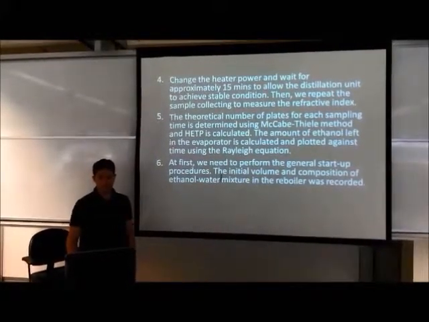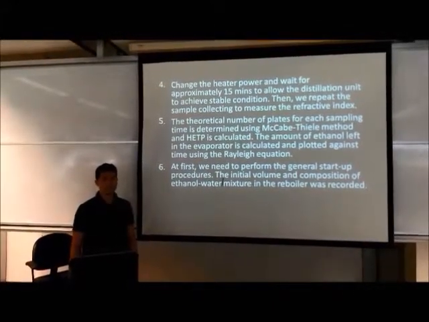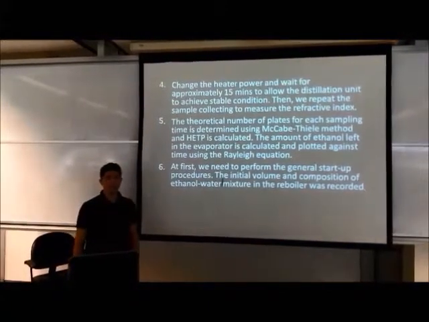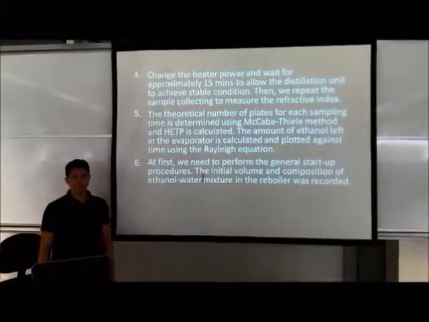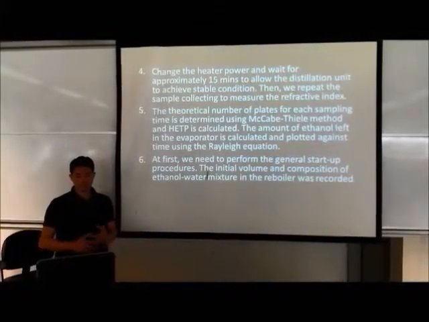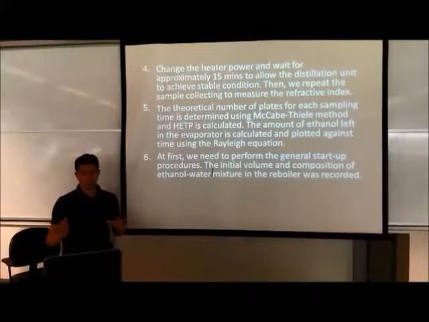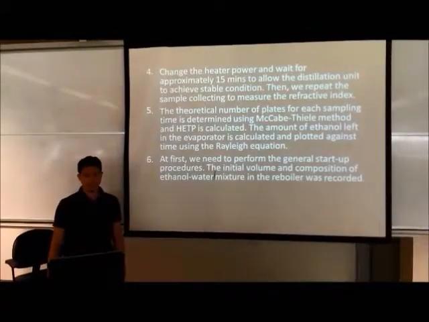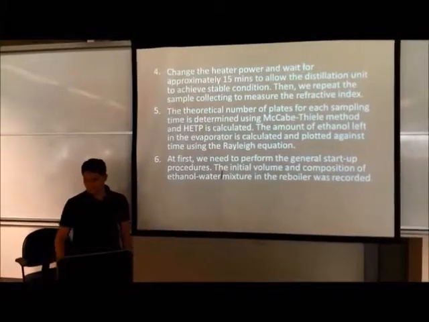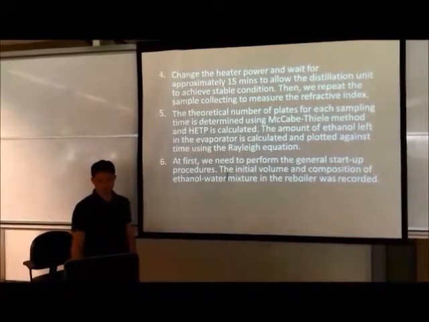After we collect the sample for both parts, we can calculate the theoretical number of plates, that is HETP, using the McCabe-Thiele method. We can also measure the amount of ethanol left in the evaporator, which is calculated and plotted against time using the Rayleigh equation. So now we can move on to the second experiment, which is calculating the HETP for constant reflux.